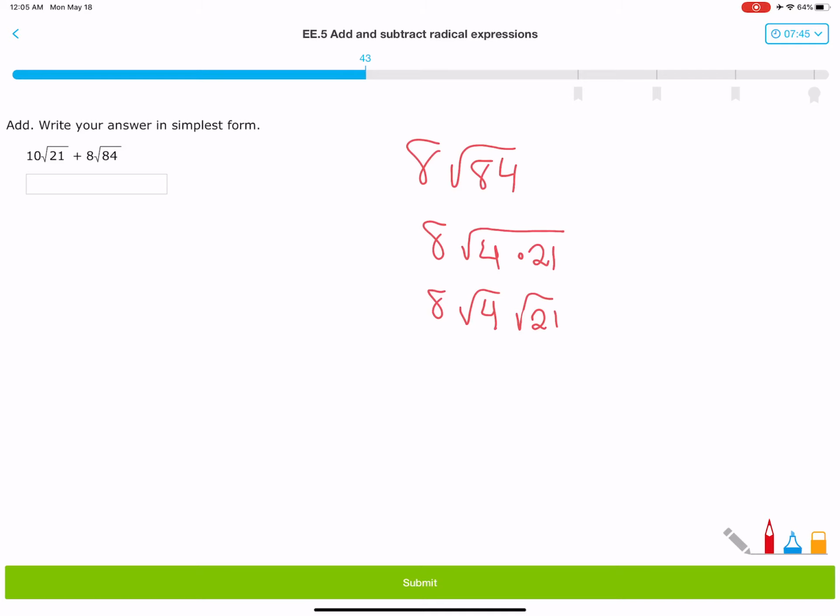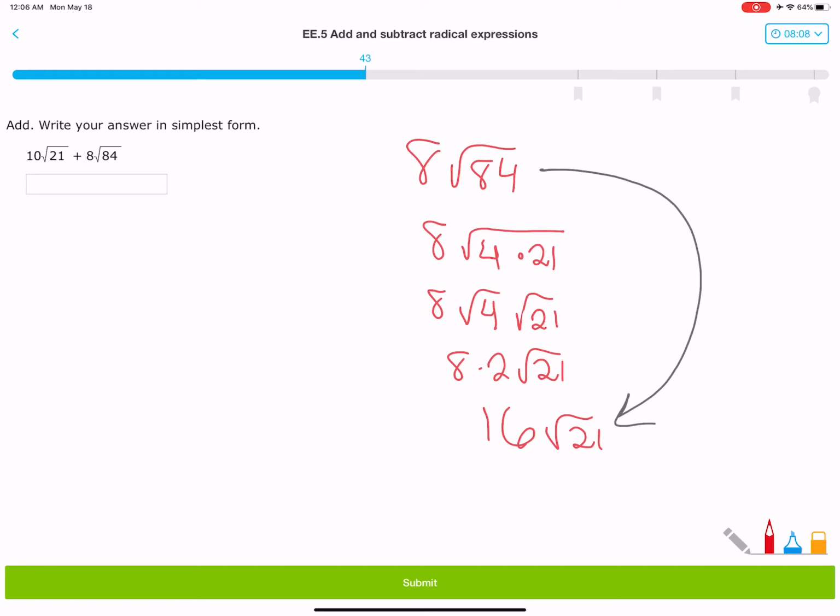Now, the square root of 4 is 2. So we have 8 times 2, square root of 21. 8 times 2 is 16, square root of 21. So we know that 8 square root of 84 can also be rewritten as 16 square root of 21.